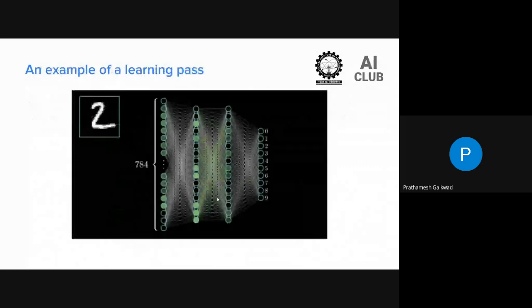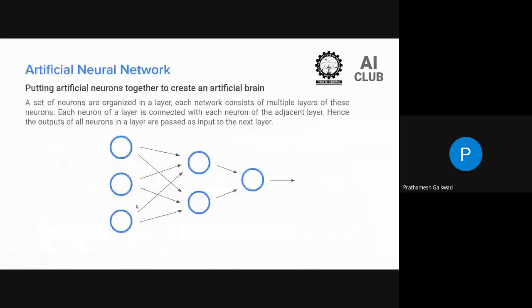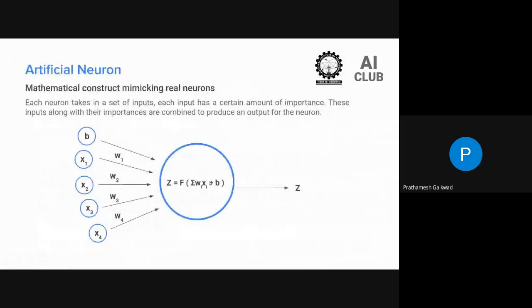And biases are constants, an additional input to the next layer. Biases in neural networks can be thought of as analogous to the constant in a linear function, whereby the line is effectively shifted by the constant value. So, to the multiplication of inputs and weights, we add one constant known as a bias, just in case the model requires some shift in the graph to make a correct prediction. For that purpose, bias is used.